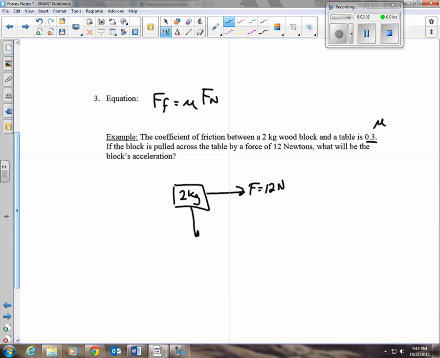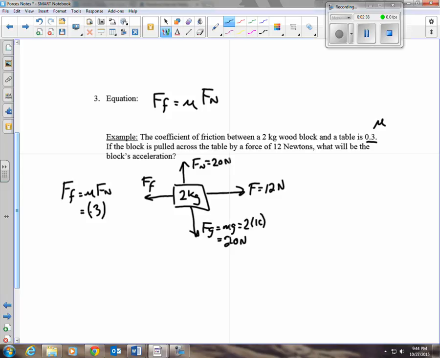There's gravity acting on it. Fg equals mg, 2 times 10, so the force of gravity on it is 20 newtons. There's no other forces up or down on it, so there has to be a normal force of 20 up to balance it because it's not moving up or down. And then we have the force of friction back this way. Now with that new equation, we can calculate the force of friction. Ff is mu Fn. So mu is 0.3, Fn is 20, and that gives us a force of friction of 6 newtons.